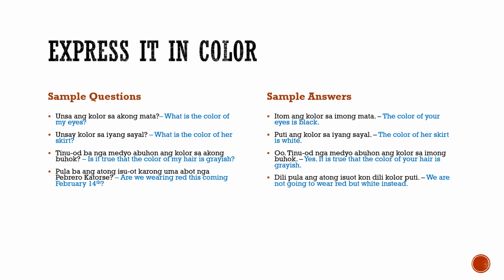Kun dili color puti. Kun dili here is used to express an alternative. So an option. Or we can just say instead. So for the full translation, it is we are not going to wear red, but white instead. Now for this, you could say but color white instead, but I just shortened it to white. So it's dili pula ang atong isuot kun dili color puti. We are not going to wear red, but white instead. Or we can also say but color white instead. So take note if you encounter kun dili. Kun dili is like the alternate, and usually it's the opposite of what was previously stated.